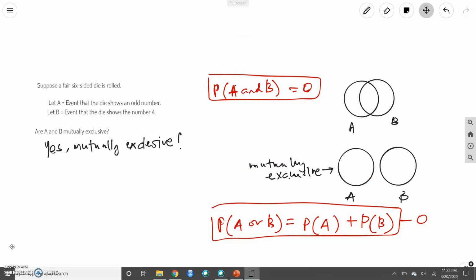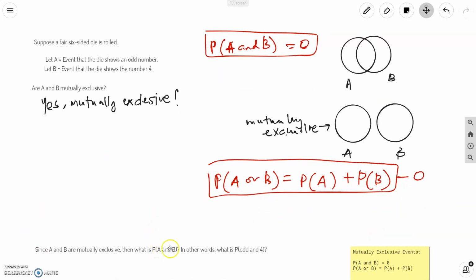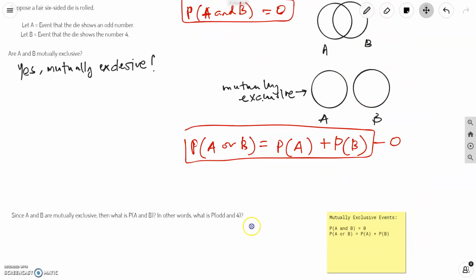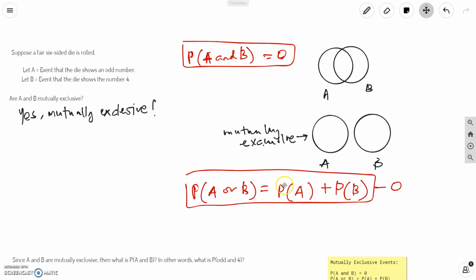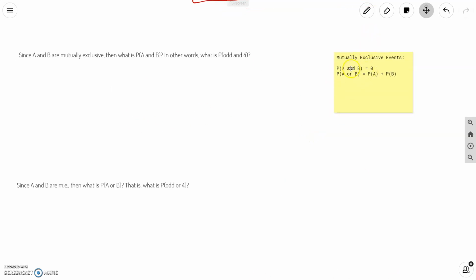Okay, so since we have determined that the two events are mutually exclusive, then what is P of A and B? In other words, what is the probability of being odd and 4 when the two events are mutually exclusive? So in this case, just as a reminder, we have the formulas written up here for mutually exclusive events, and I have it listed on the sticky note right here. When two events are mutually exclusive, the intersection is basically 0. So in other words, since these two events are mutually exclusive, the probability of being odd and 4 is essentially 0.